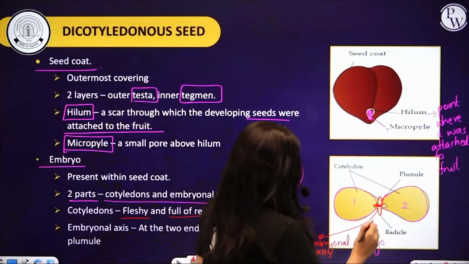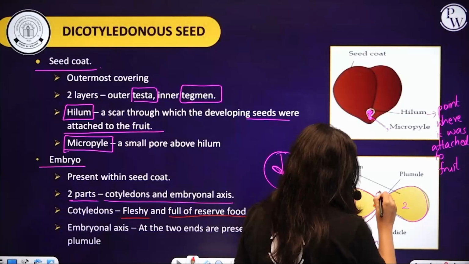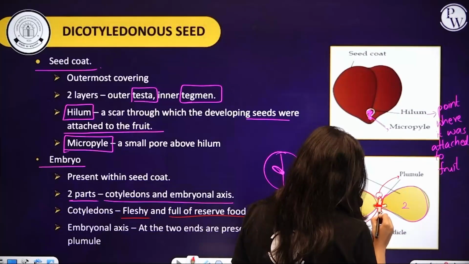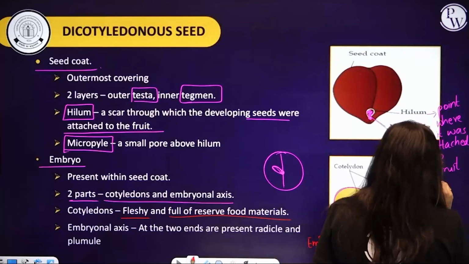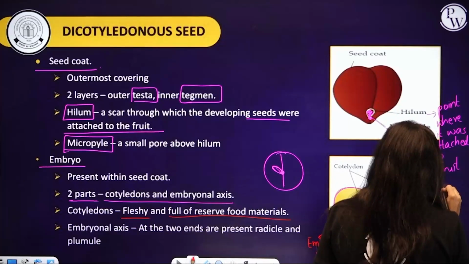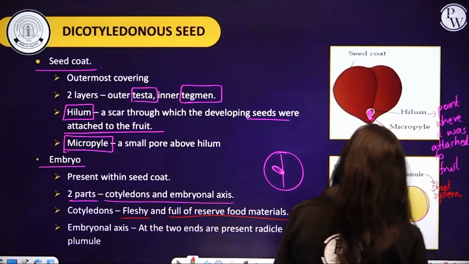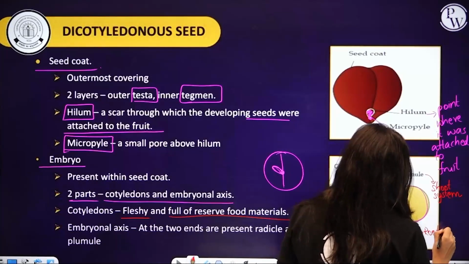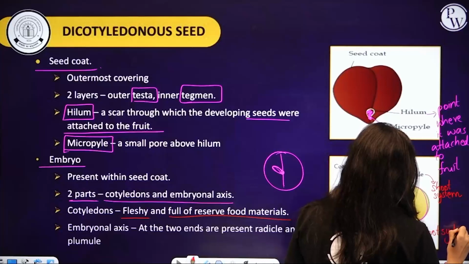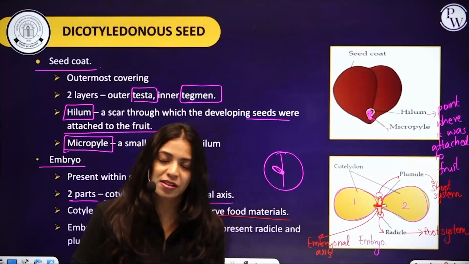When you take this embryonal axis, at one end of the embryonal axis you have the plumule, at the other tip of the embryonal axis you have the radicle. The plumule will eventually develop into the shoot system of the plant, whereas the radicle will give rise to the root system of the plant post germination. Okay, so that is about the embryo.